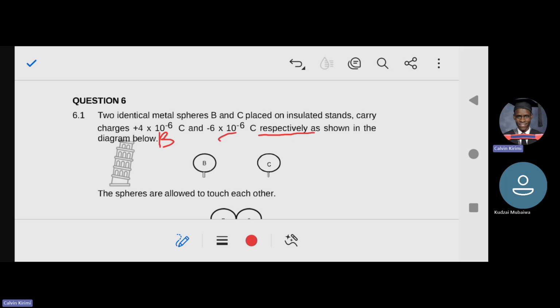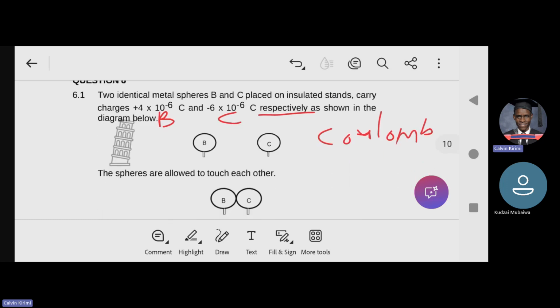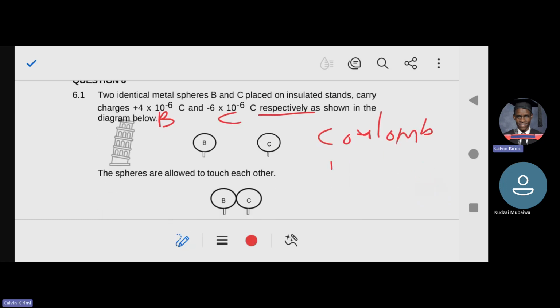That's in coulombs. So charge is measured in what? Coulombs. This is the unit for charge, coulomb. So if they give you nanocoulombs, it means the number that you are given times 10 to the power negative 9. You must know nano is negative 9, coulomb. This small n means nano.